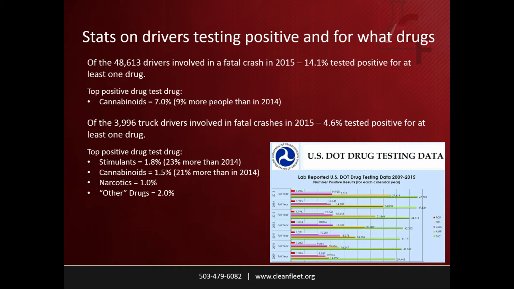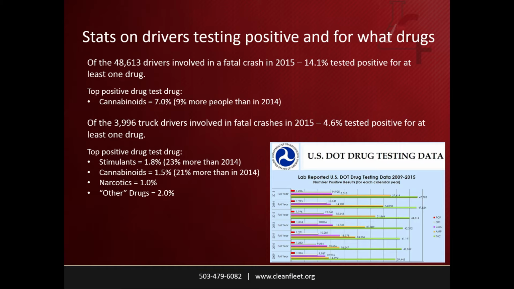The National Highway Traffic Safety Administration, in their Fatality Analysis Reporting System, or FARS, reported a 9% increase in fatalities for all drivers involved in fatal crashes between 2014 and 2015. Of the 48,613 drivers involved in fatal crashes in 2015, 14.1% of them tested positive for at least one drug. The top drug, of course, is cannabinoids or marijuana, at 7%. It's actually a 9% increase over the previous year, 2014.